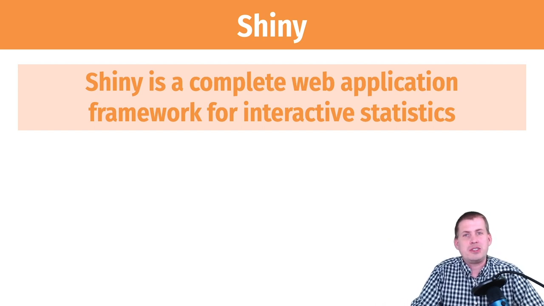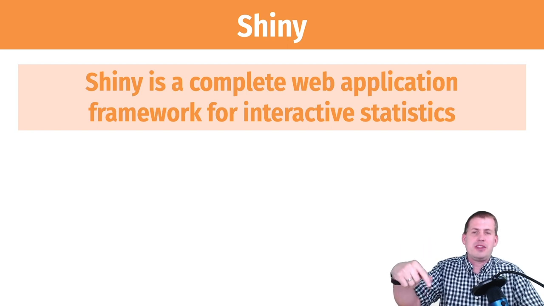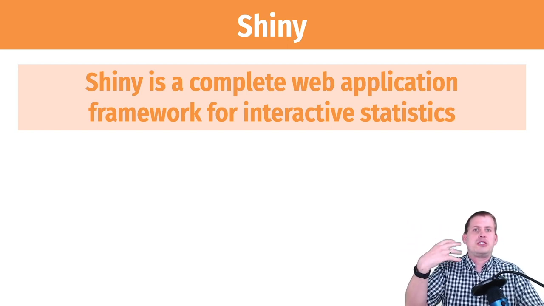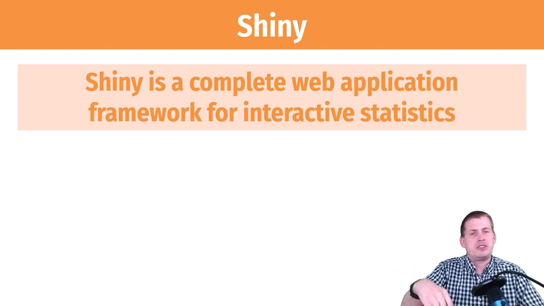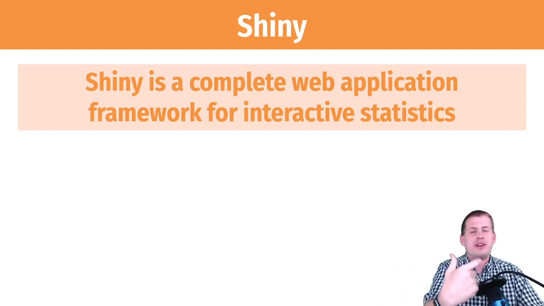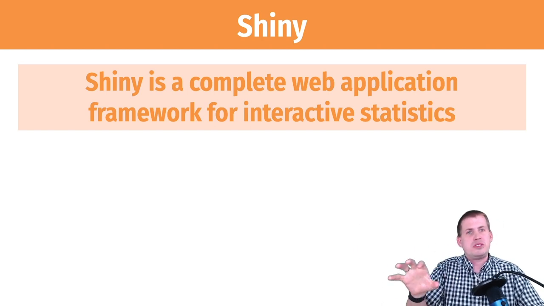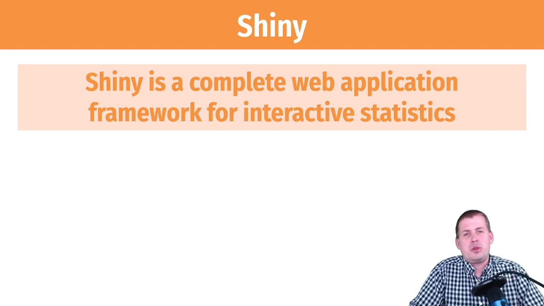And so you can have a user feed in different numbers or choose different options, and then R will run in the background and show the output for whatever options they chose. It can show new graphics or it can show new simulated results. You can have it generate text right now.